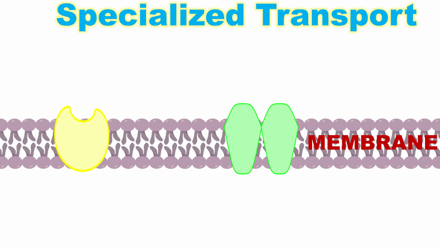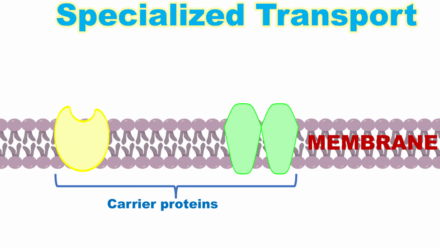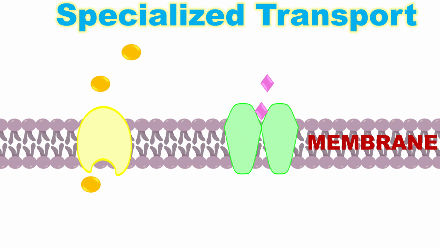Specialized transport. All cell membranes contain numerous carrier proteins, which are transmembrane transporters that facilitate the movement of vital ions, nutrients, metabolites, neurotransmitters, and other molecules across the membrane.